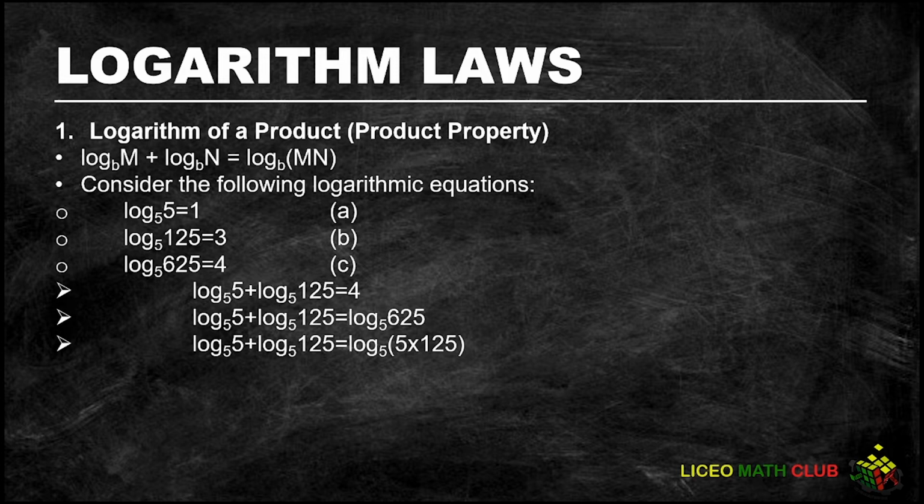Checking if the equations are correct, log base 5 of 5 is 1, log base 5 of 125 is 3, and when added is equal to 4, or the value of log base 5 of 625.